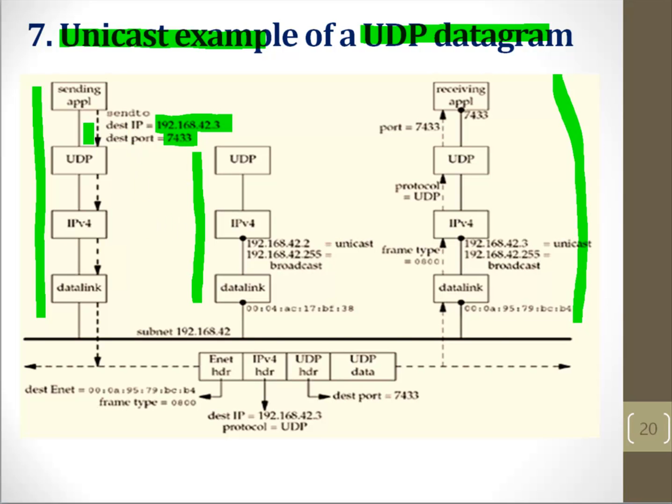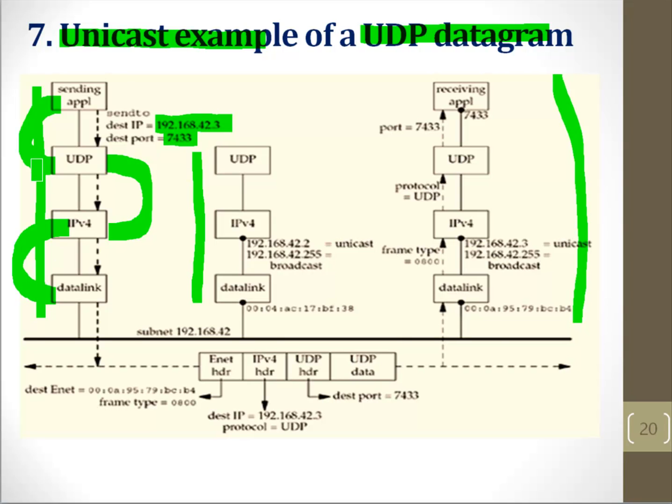So the data is moving to the next layer. So it is UDP, and here the port number will be added. Then it will move on to the next layer. Okay, here the source IP address and destination IP address will be added. So that means encapsulation is going on. Then it is going to move on to the next layer.